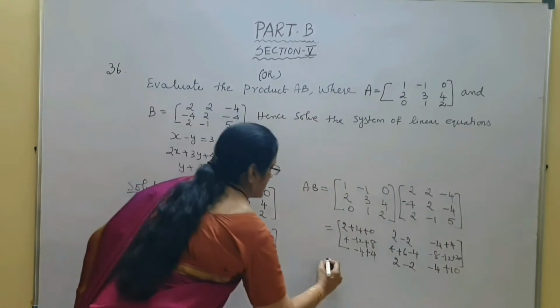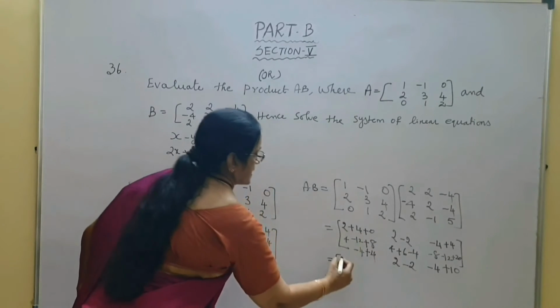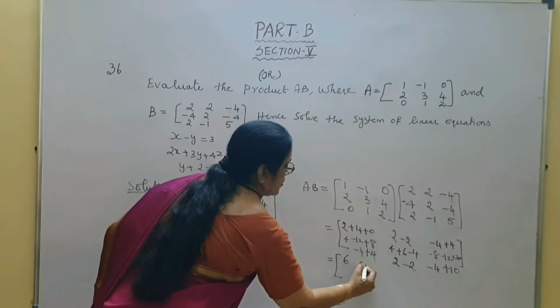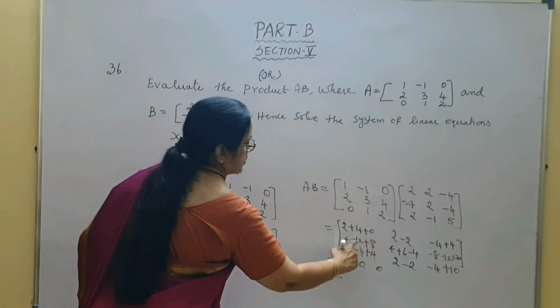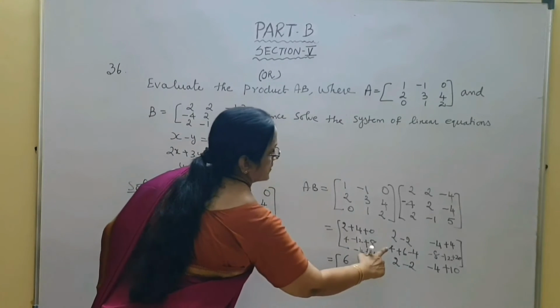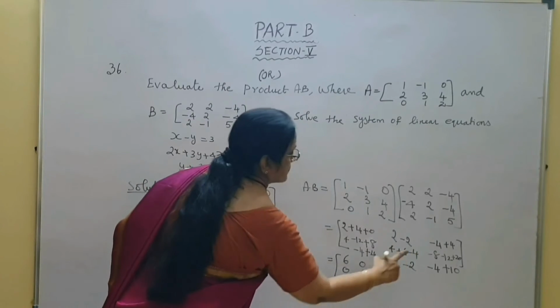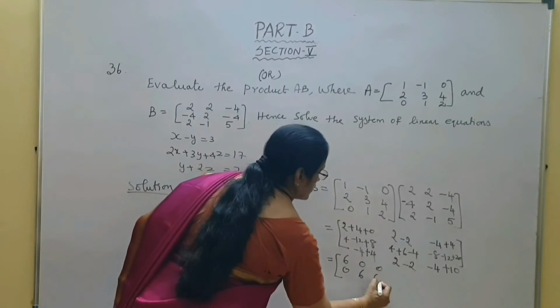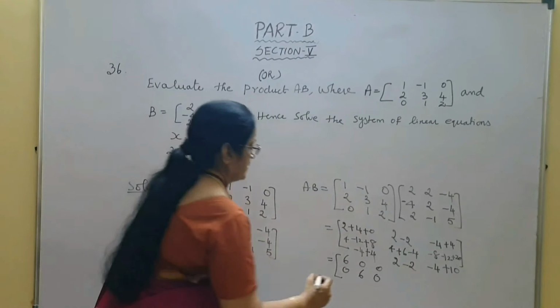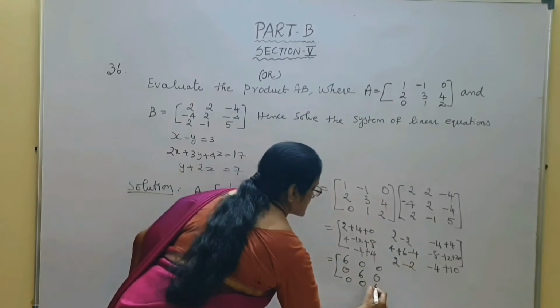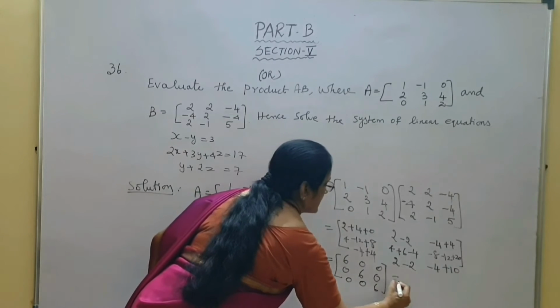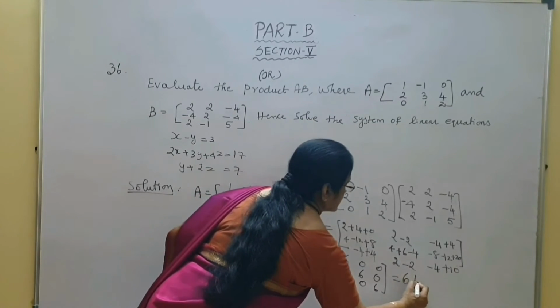Now this is nothing but 6, 0, 0. Here it is going to be 12 minus 12 is 0. Then 10 minus 4 is 6. 20 minus 20 is 0. Then again 0 here, 0. Then 10 minus 4 is 6. I am getting here 6I.